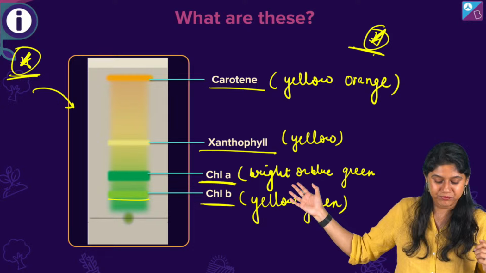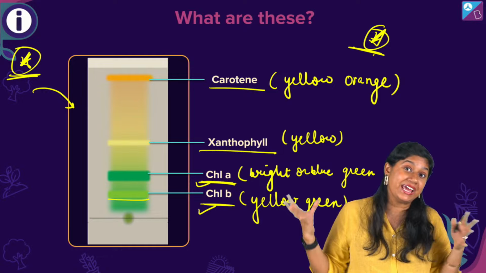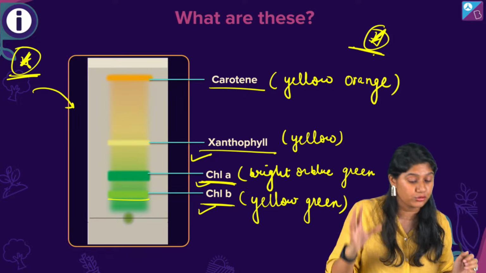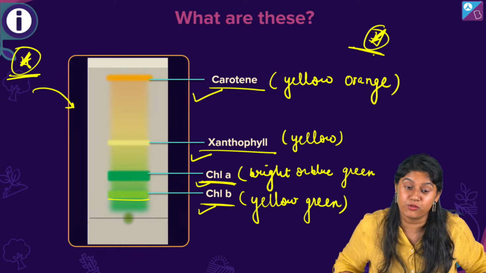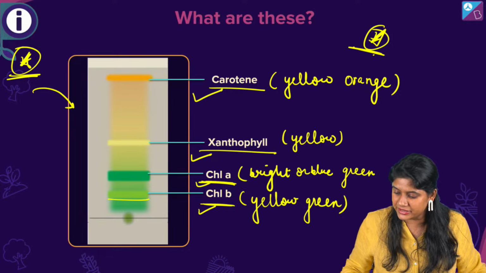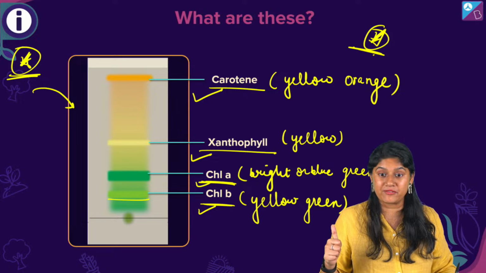So we have chlorophyll B, which is yellowish green, we have chlorophyll A, which is bright or blue green, then we have a light yellow, which of course is xanthophyll, and we have carotene, which is yellow orange. Everyone, are we clear? Easy peasy. Yes, awesome. Now this is clear to everyone, right?